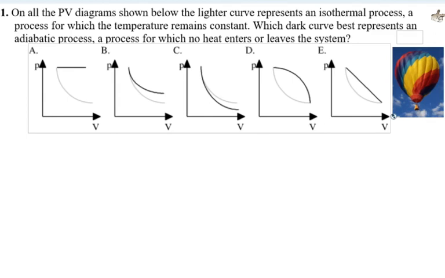So in this question, they say, on all the PV diagrams shown below, the lighter curve represents the isothermal process, the process for which the temperature remains constant. But the darker curve best represents an adiabatic process, a process for which no heat enters or leaves the system. So they want you to tell which of these curves is the right one, and you see that the right one would be C, because for an adiabatic process you would have less work done for the same volume, versus for an isothermal process you will have more work done for the same change of the volume. So the answer is C.